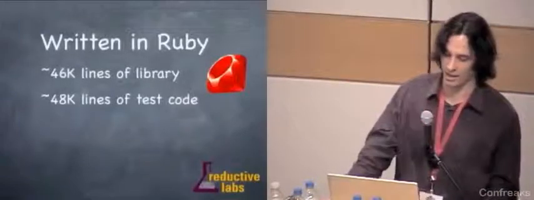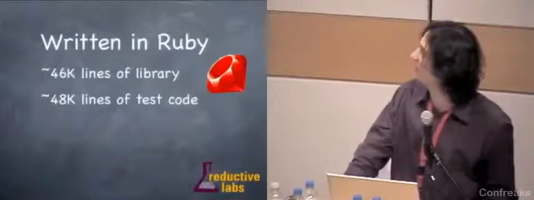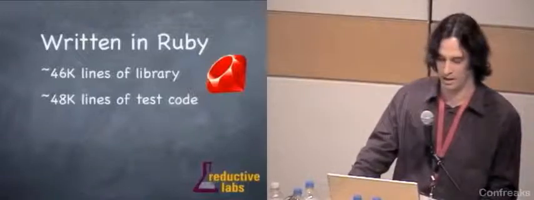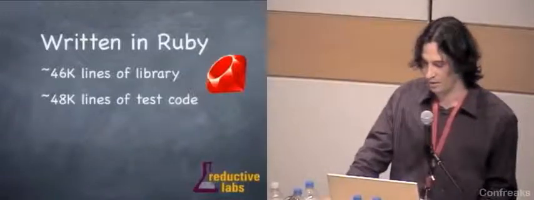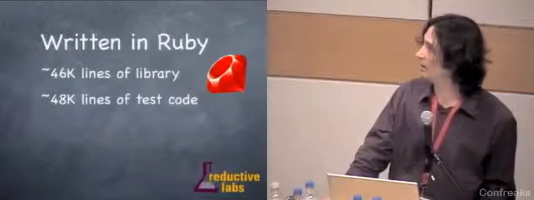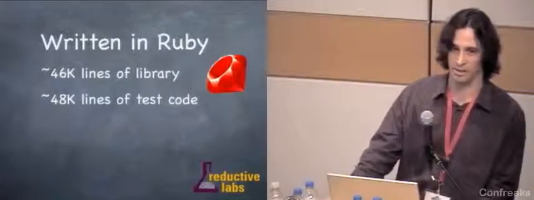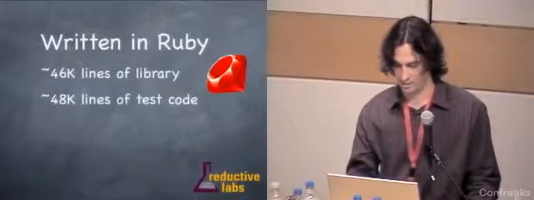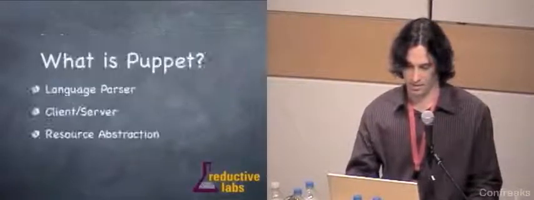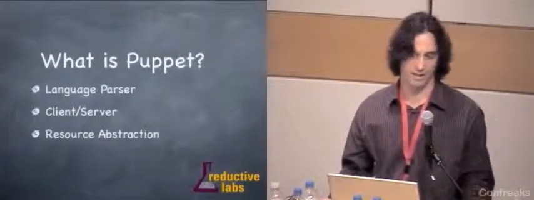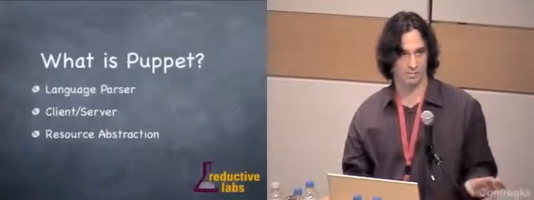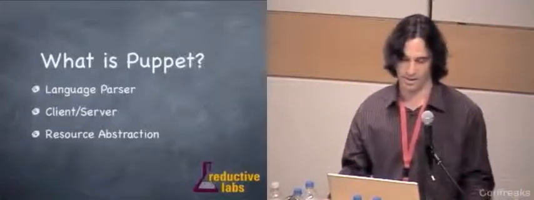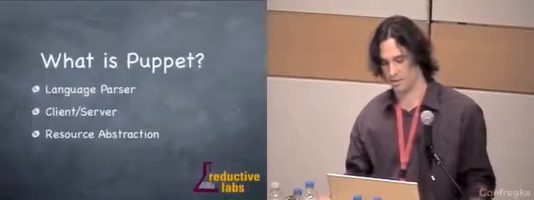Puppet's written in Ruby. Right now there's 46,000 lines of Ruby code in the library and about 48,000 lines in the test code. This is I pulled from the head of the release branch. There's a Git repository you guys can grab from that's on our website. And Puppet is essentially 3 things. It's a language parser that builds these abstract parse trees to let you do some stuff. I'm going to show you some of the language in a minute.